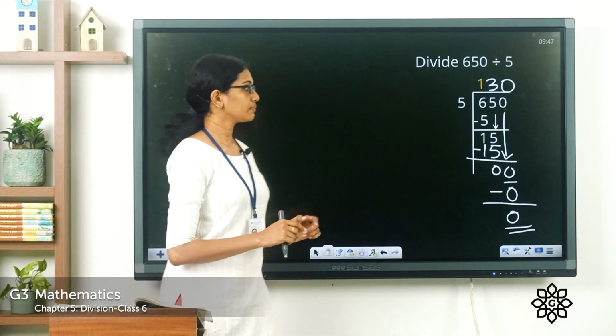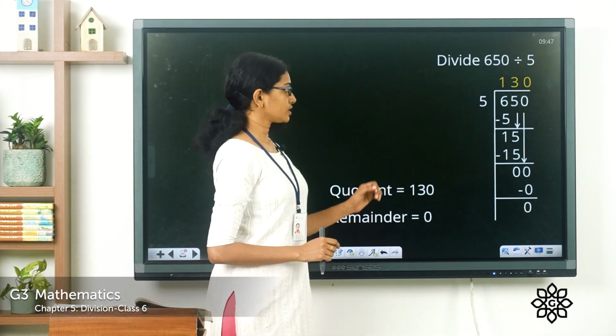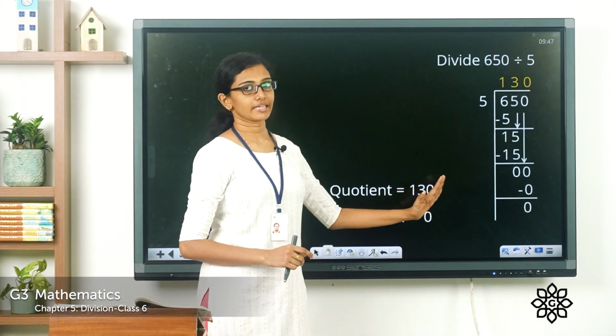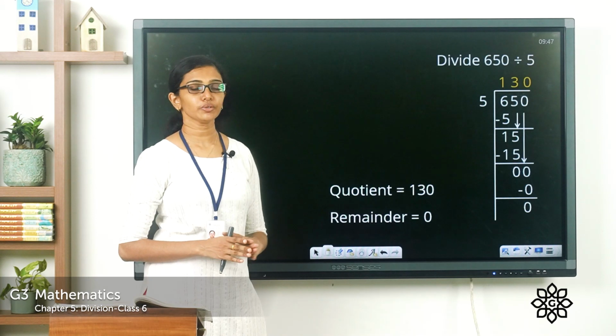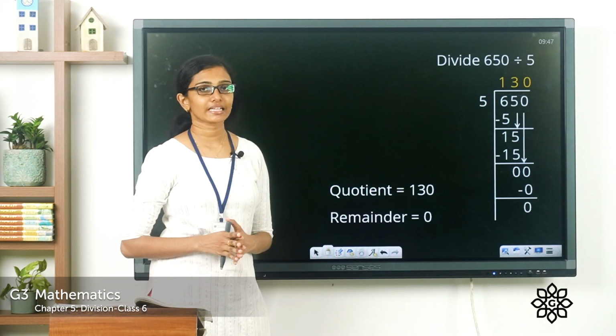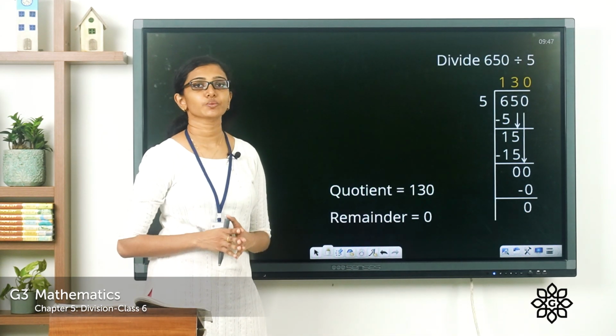So now we have completed the division, and we got the quotient is equal to 130, and the remainder is equal to 0. So I hope you are clear with division with quotients with 0.